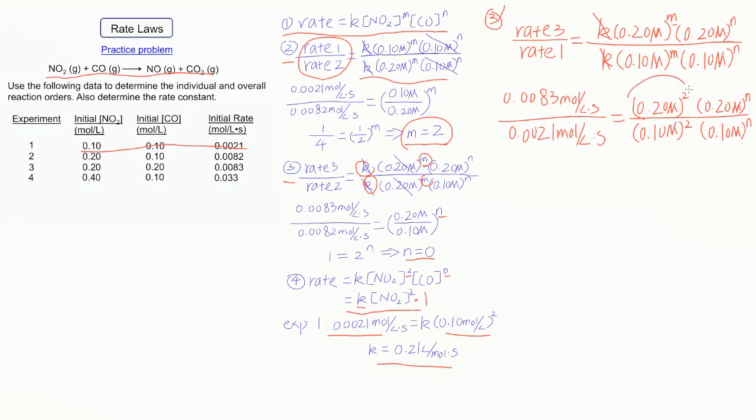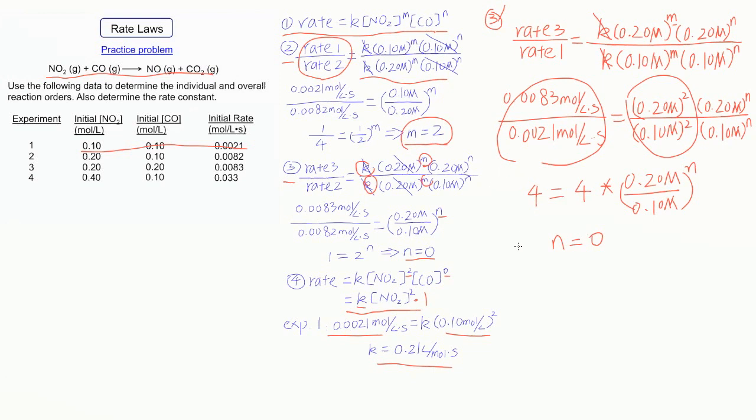You can calculate this part, and then this part, that is about 4. And this part, that is also about 4. And you have 0.20 mole per liter and 0.10 mole per liter to the n. Still, you will get n equals 0, as you can see.